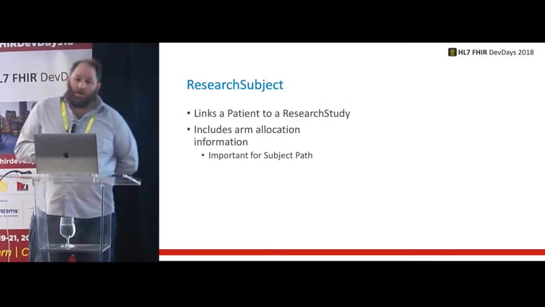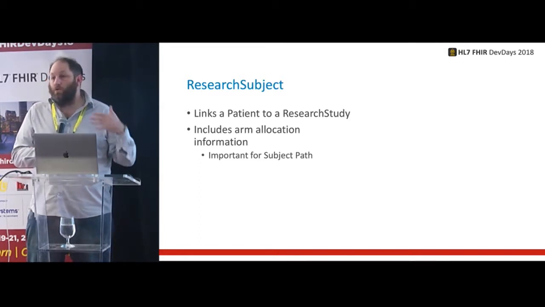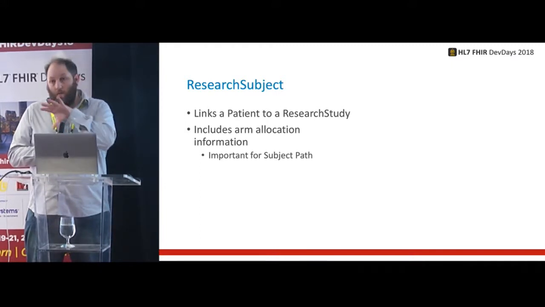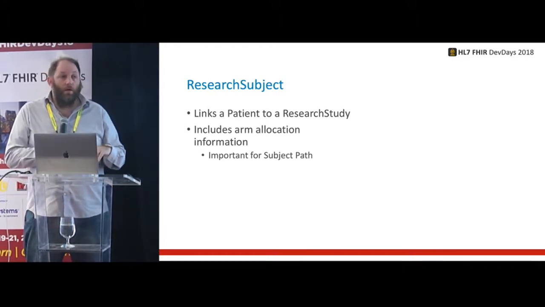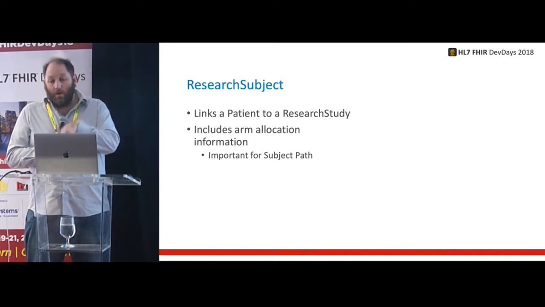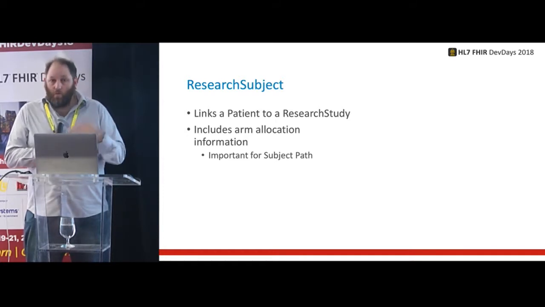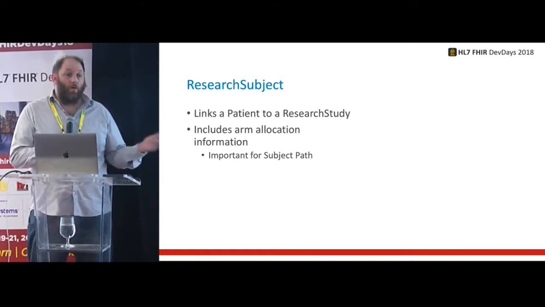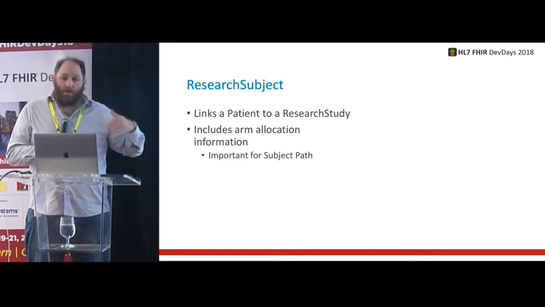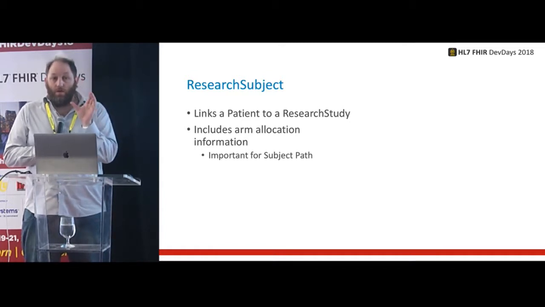The next one is the research subject. This is predicated on the fact that you actually have registered a research study in the system of choice. Essentially, what this does is it ties off the connection between a patient, who is obviously an entity within a resource within the EHR system, and a research study. It also includes information about arm allocations, but it's basically the join between these two things.